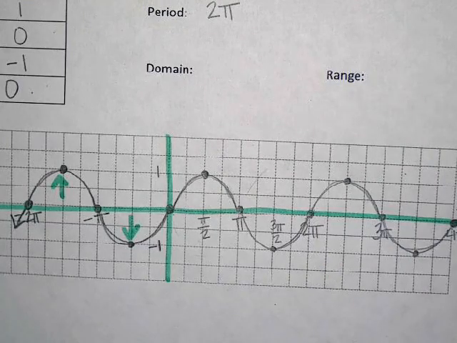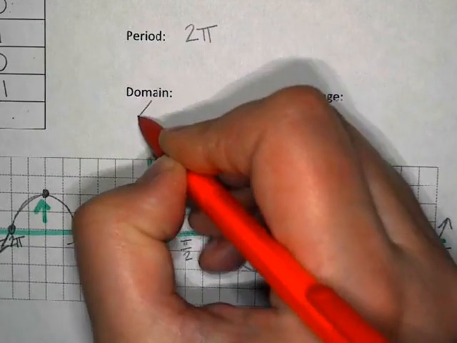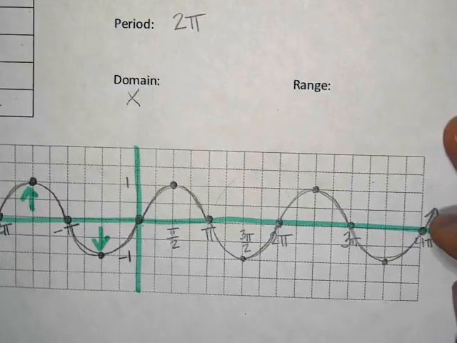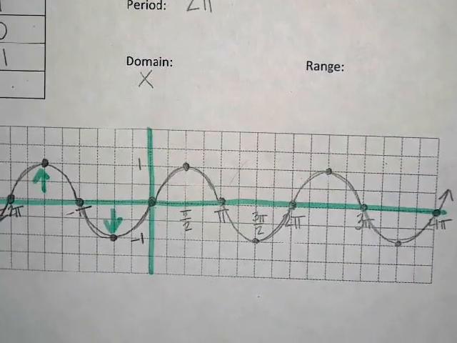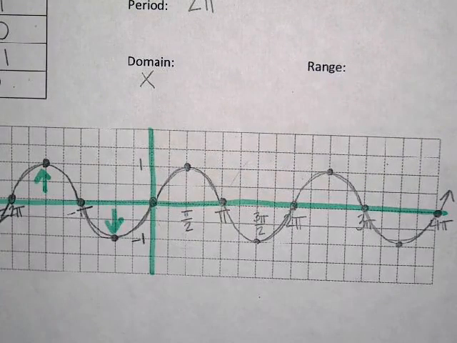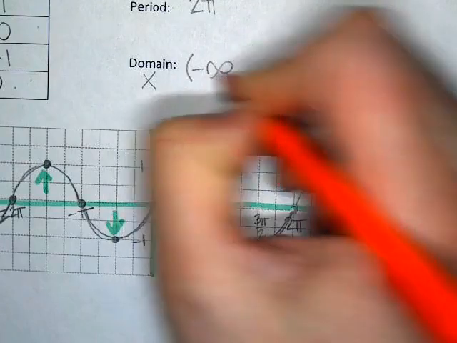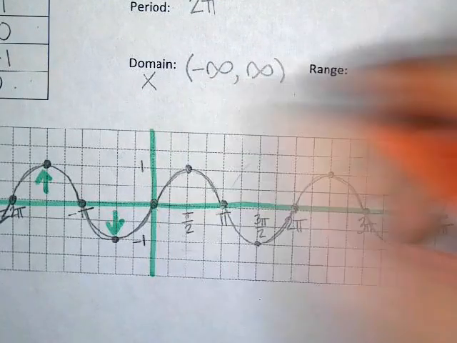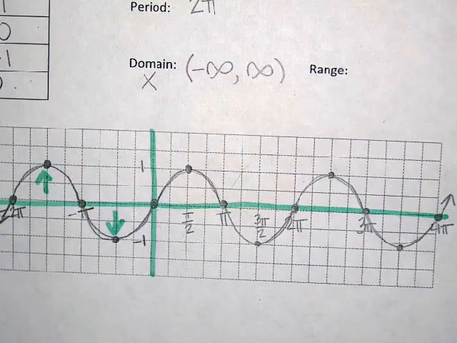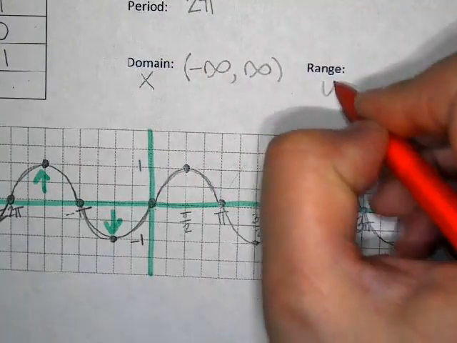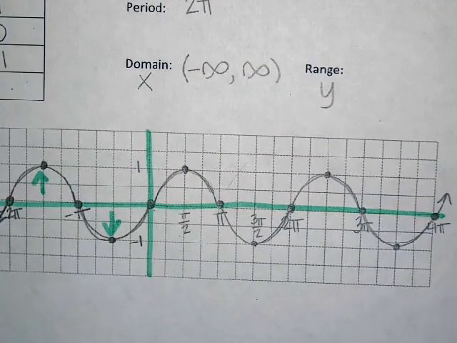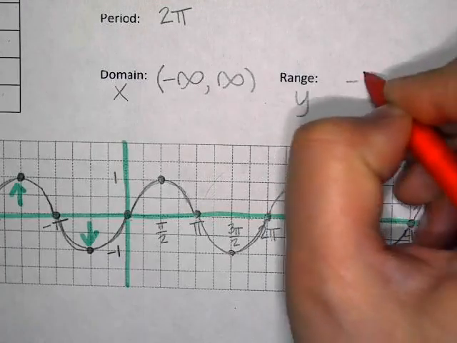All right, for the domain, we've got our x's. How far to the left and to the right does this graph go? Forever, right? Forever left, forever right. So we're going to say the domain is -infinity to +infinity. All right? And then how about the range? How about the y values? How far down and how far up does this graph go? -1 to 1. And should I use parentheses or brackets?